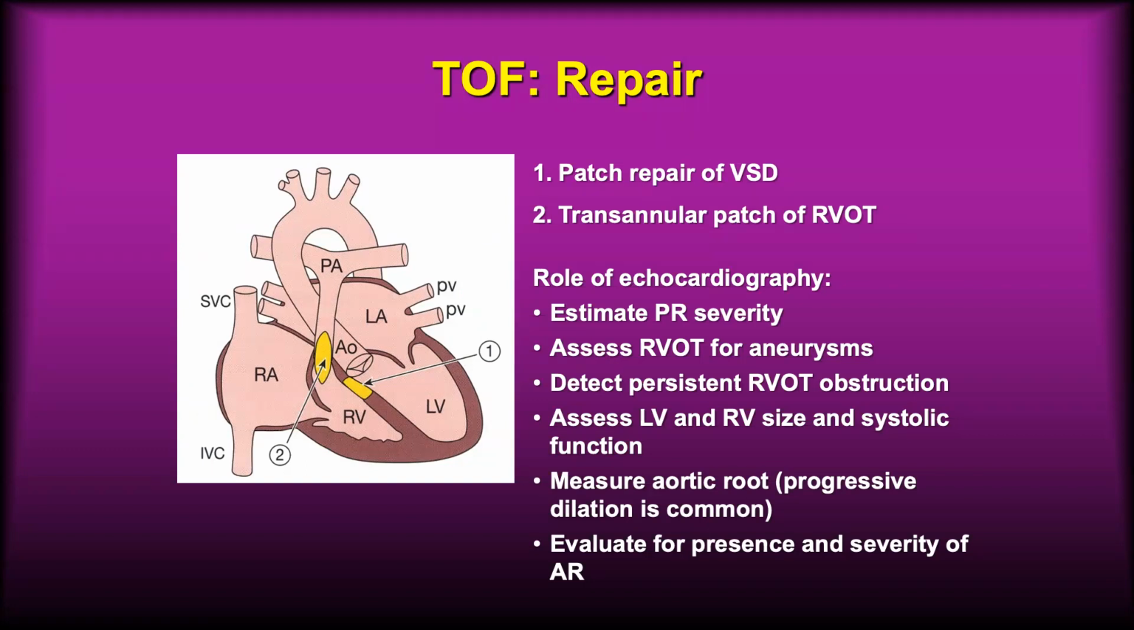So with echo, what you're going to do is determine the severity of the pulmonic regurgitation, assess for aneurysms in this area, and see if there's any persistent obstruction. Of course, you're always going to assess LV and RV size and systolic function. Now, what's interesting is that the aortic root can dilate.